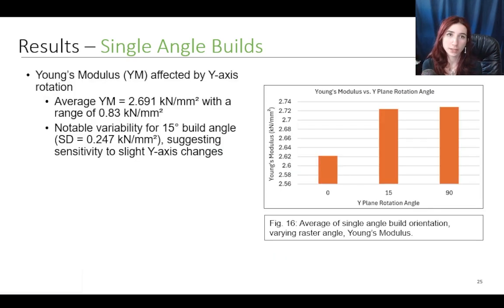Young's modulus was greatly affected by the y-axis rotation, and we can confirm this knowing we have varied build orientation in y-axis for our single angle builds. Our average Young's modulus for this PLA material was about 2.7 kilonewtons per millimeter squared, with a range of 0.8. Notable variability for our 15-degree build angle, where our standard deviation was greatest.